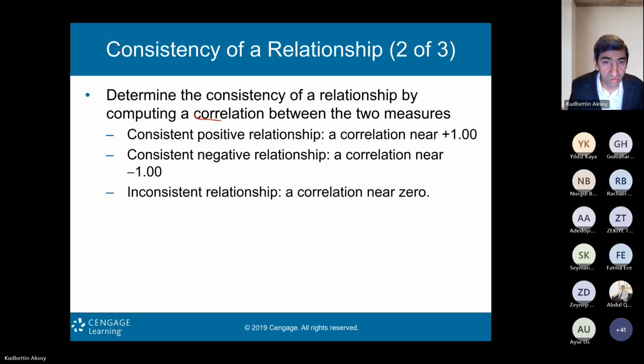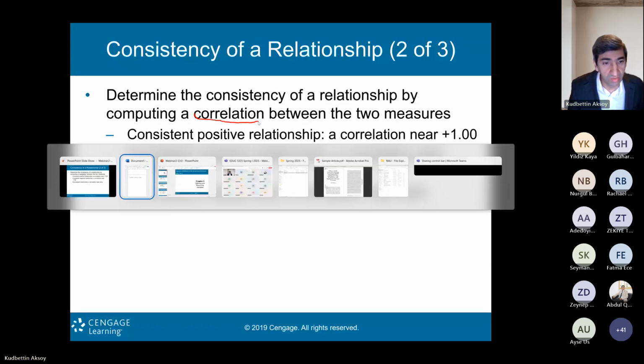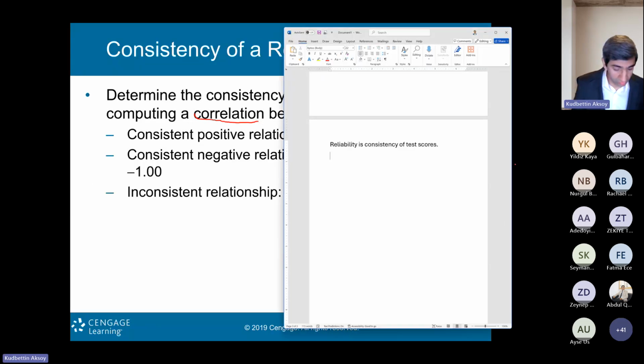Correlation, the word correlation, was a chapter in statistics. You may remember that if you're taking a class. It's not a problem. I'm not going to judge you. So co implies two things: how two variables are related.